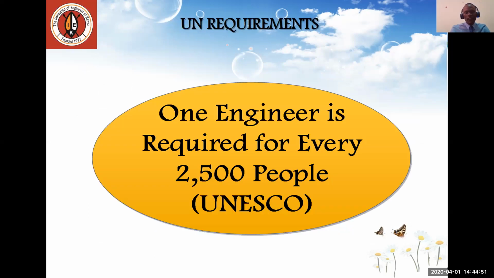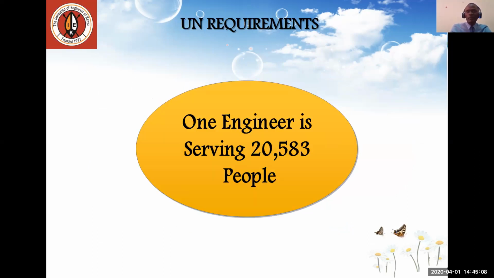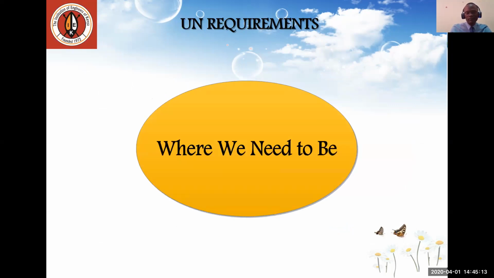Now, from the UN and the UNESCO point of view, one engineer is supposed to serve 2,300 people. And this is from a developing country point of view. Now, where are we as a country today? One engineer is serving about 20,583.